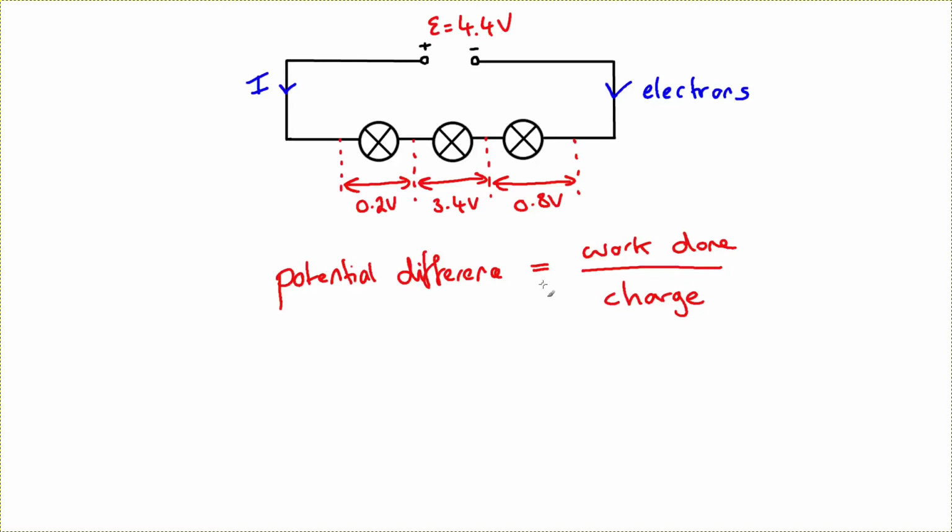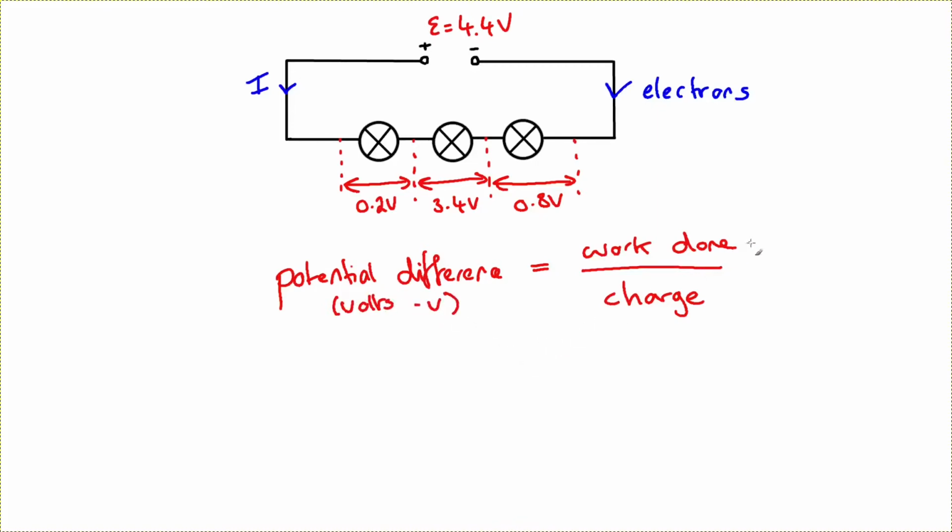Now, potential difference is defined as work done over charge. So what's actually happening here is that as our charge carriers pass through the power supply, so if we imagine in terms of conventional current, we imagined a 1 coulomb positive charge moving through this power supply, what it would do, it would pick up 4.4 joules of energy. So from the definition of voltage or potential difference, work done over charge. Potential difference is measured in volts.